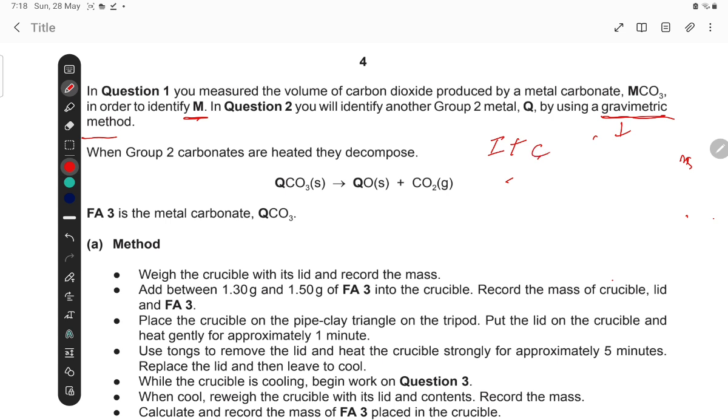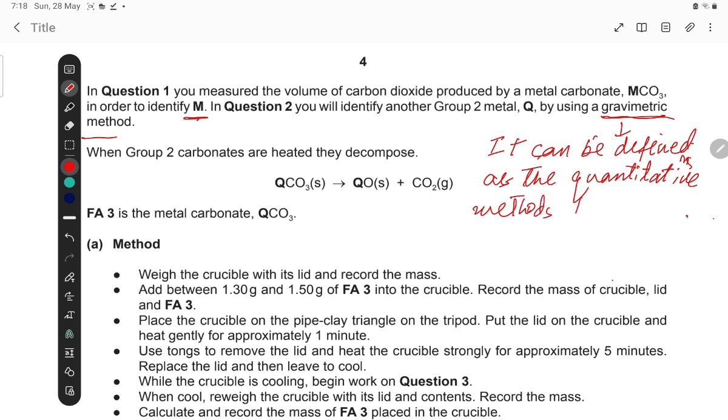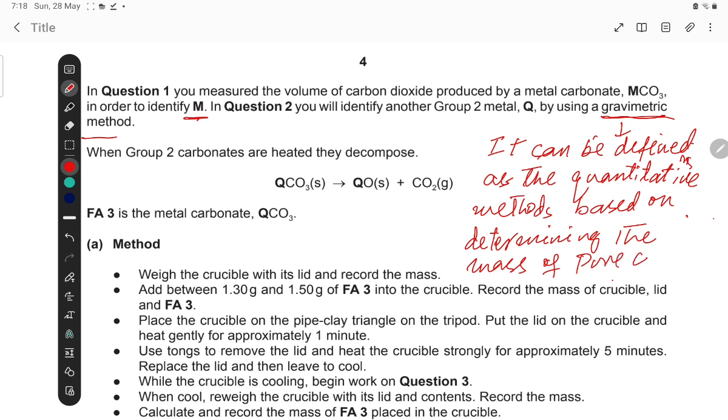It can be defined as the quantitative methods based on determining the mass of pure compound to which analyte is chemically related. So this is known as gravimetric method.